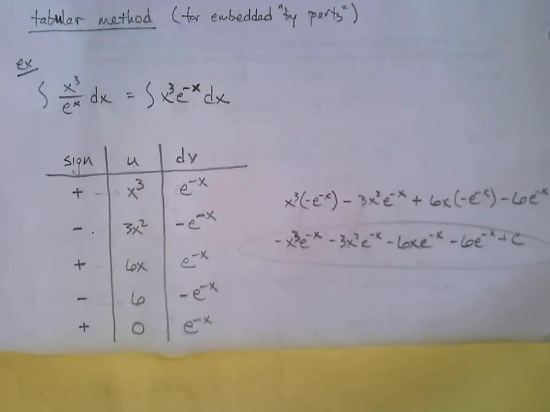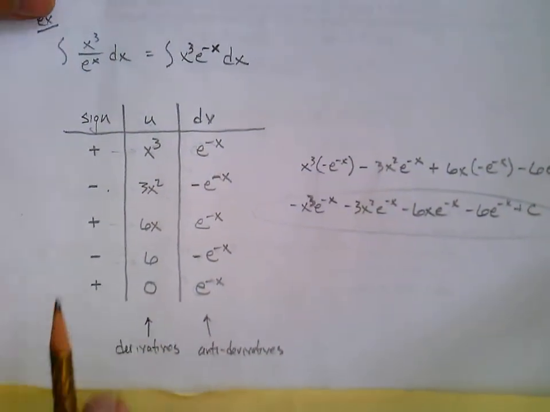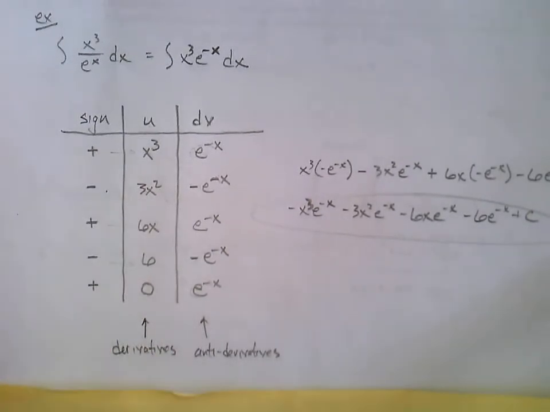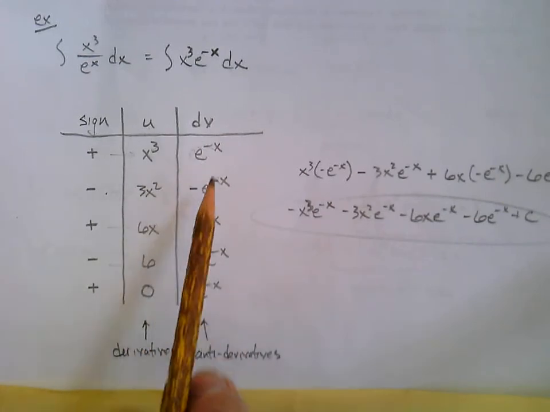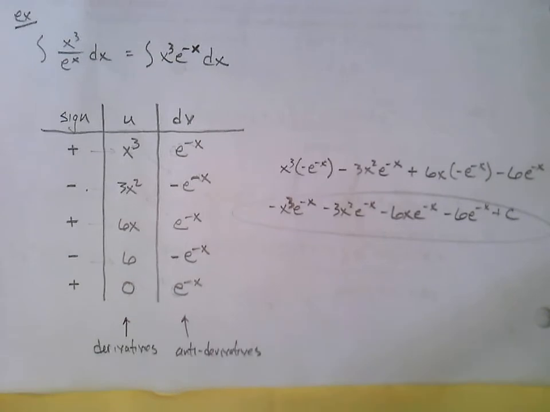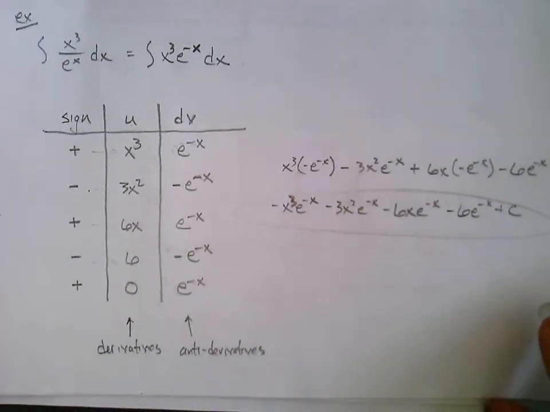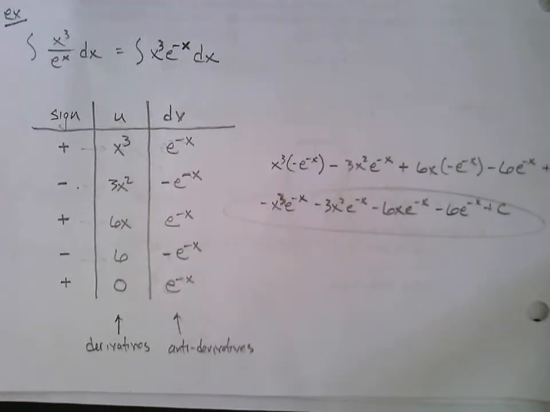And let me show you. So we've got our sign changing, positive, negative. It always begins positive. The u column, take derivatives. The dv column, take antiderivatives. And then we can get our answer straight off of the table. And you can see it. It almost fits on the screen. Well, you see the final answer there.